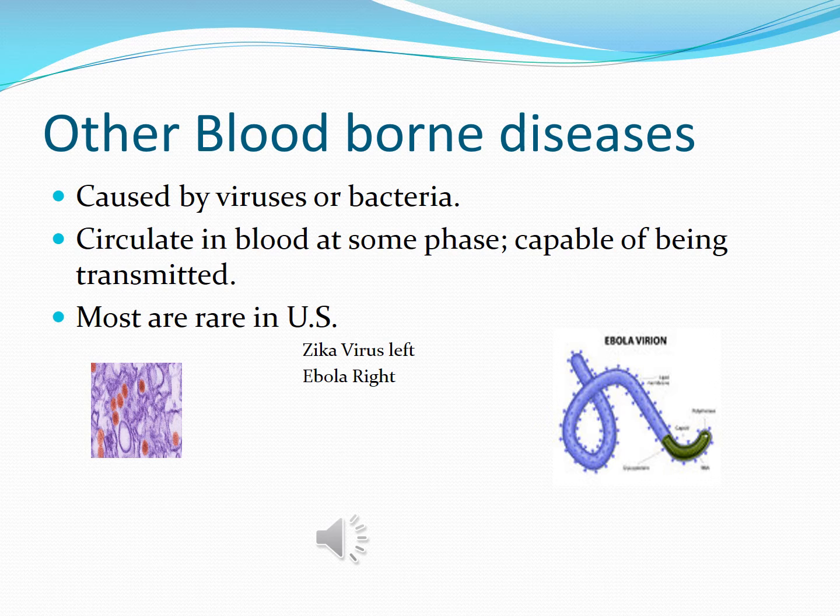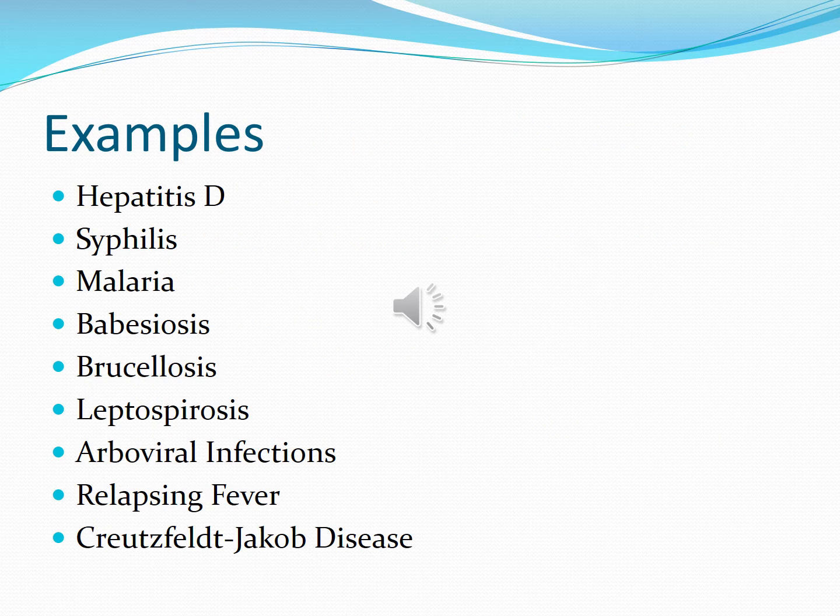Other bloodborne diseases are caused by viruses or bacteria. They circulate in the blood at some phase, capable of being transmitted. Most are rare in the United States. Examples of these are the Zika virus, which is pictured on the left, and Ebola on the right. Other examples of bloodborne diseases are hepatitis D, syphilis, malaria, babesiosis, brucellosis, leptospirosis, arboviral infections, relapsing fever, and Creutzfeldt-Jakob disease.